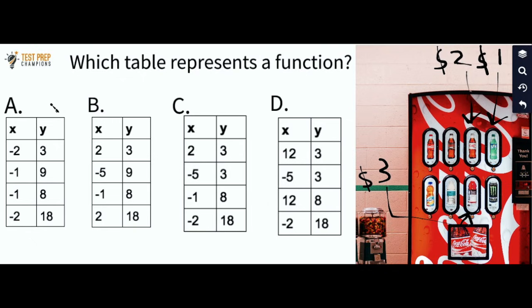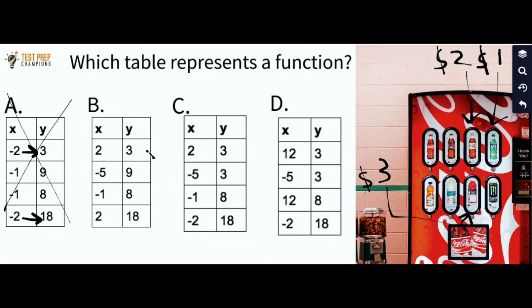So if we look at A here, in every case, the X's represent the inputs, what you're putting into the function, and the Y's represent the output. So here, this is telling us that if we put in -2 as an input, we get 3 as an output. But also, if we put -2 in as an input, we get 18 as an output. So you could put -2 in and there's 2 different outputs. Well, this is not going to be a function because remember, that would be like putting $3 into the machine and getting a Sprite or a Monster or a vitamin water.